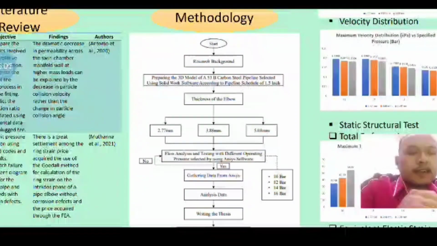During this section, I've gathered all the articles related to the studies in order to gain data and information for my study. After that, I proceeded with preparing the 3D model of A53 B carbon steel, which is the same material as in the plant Biodiesel UTHM, and according to the pipeline schedule of 1.5 inch which was selected by my supervisors.